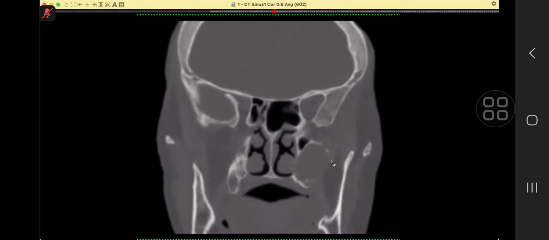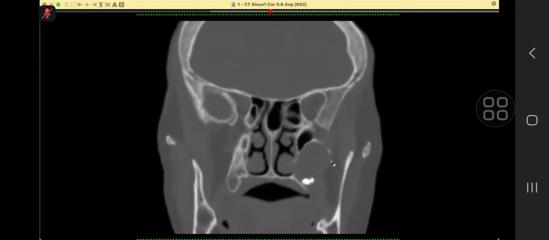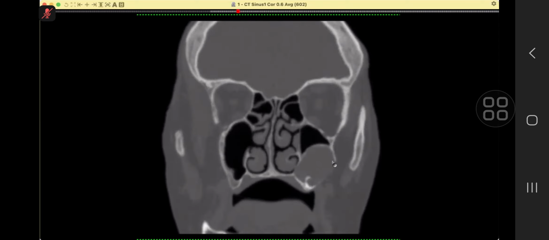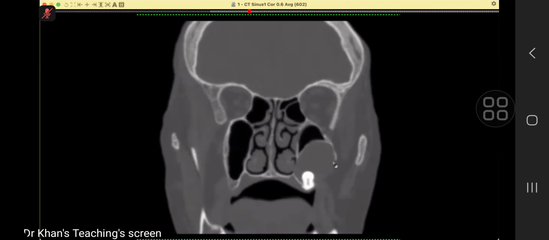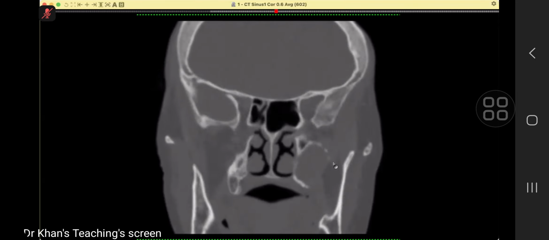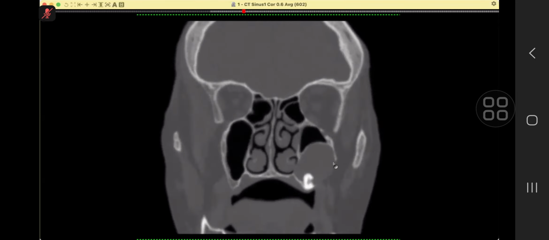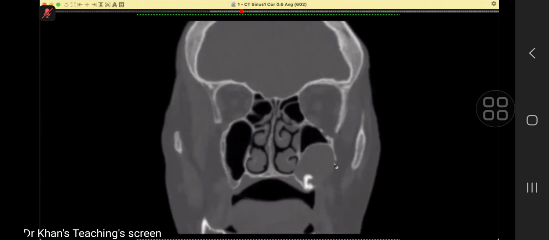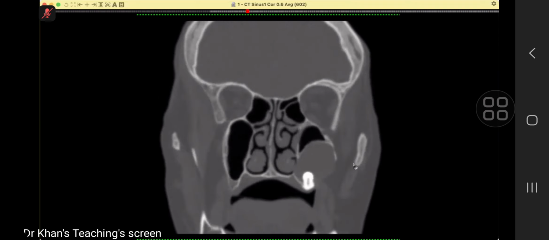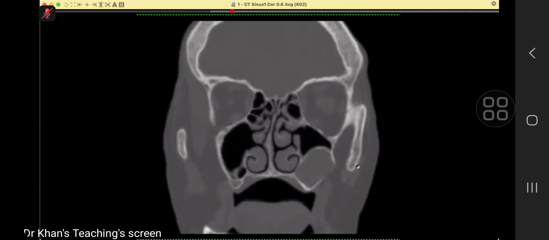Sorry, sir. Can it be anything else? Sir, less likely odontogenic cyst. It could be an odontogenic cyst or a keratogenic cyst, but less likely to be an aggressive lesion. Is there any tumor which can happen with an unerupted tooth?